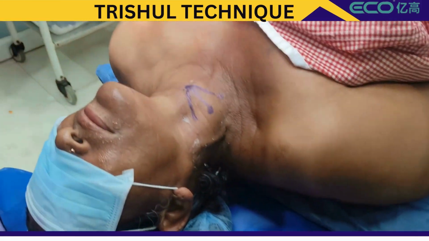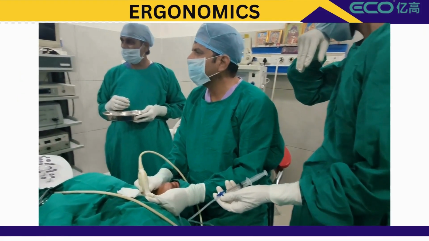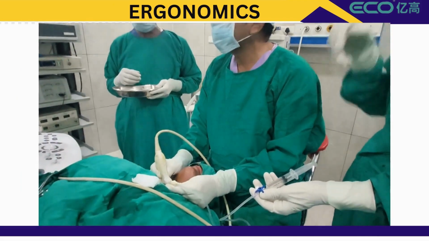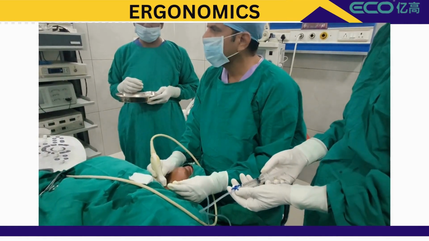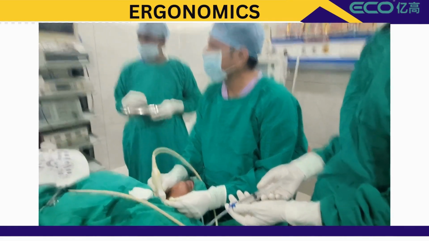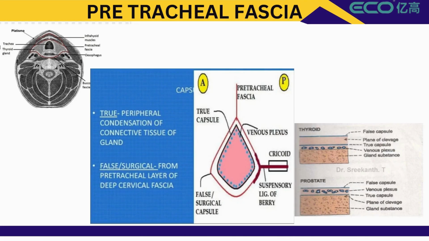As for ergonomics, you can simply use a dental chair, sitting behind the head of the patient. For a right-sided nodule you can use the antenna with the left hand, and for a left-sided nodule you use the right hand, the opposite side. We always do this under local anesthesia.